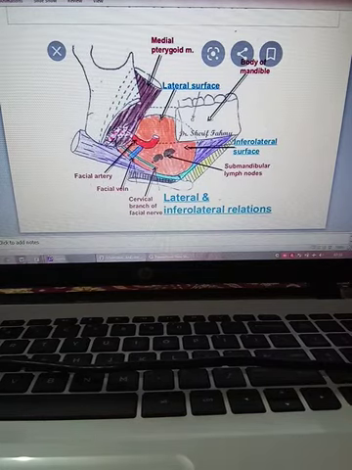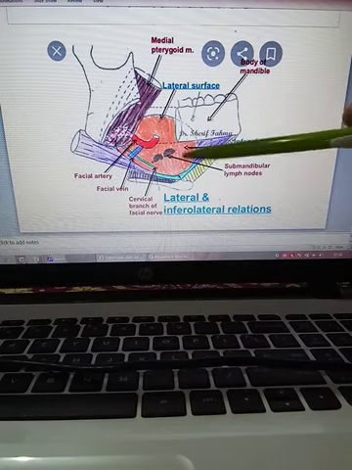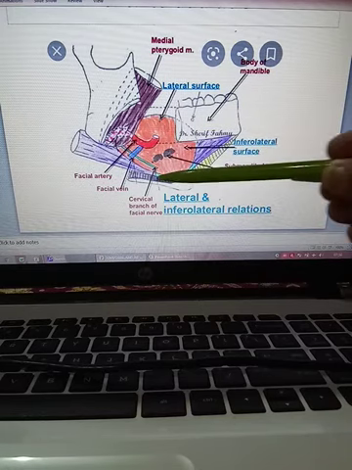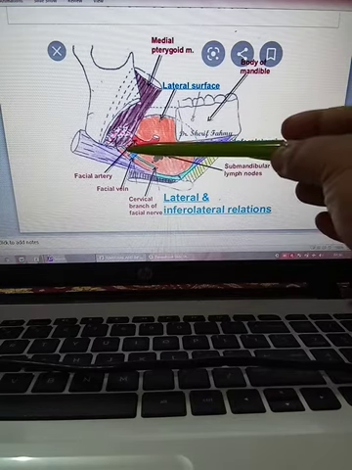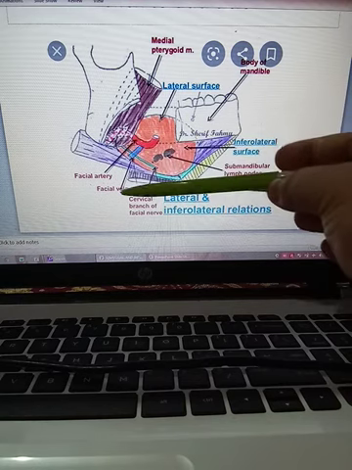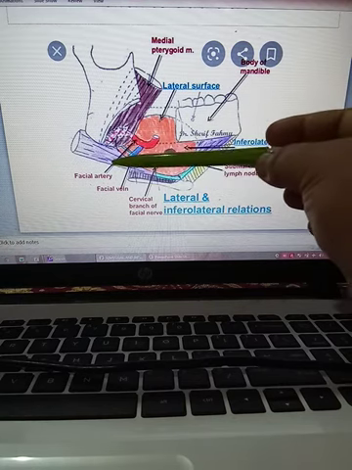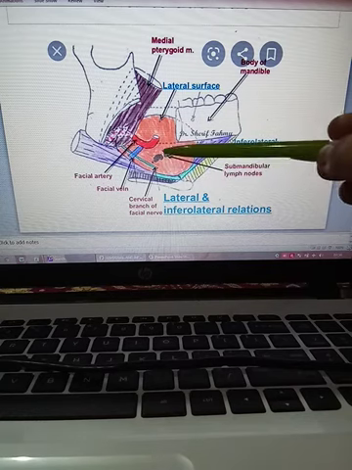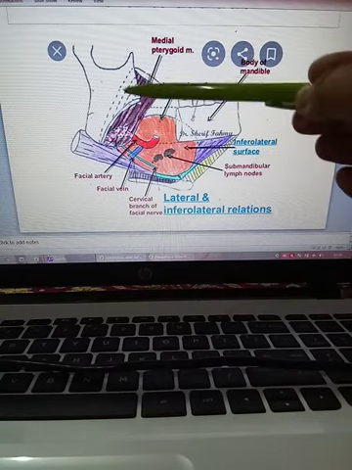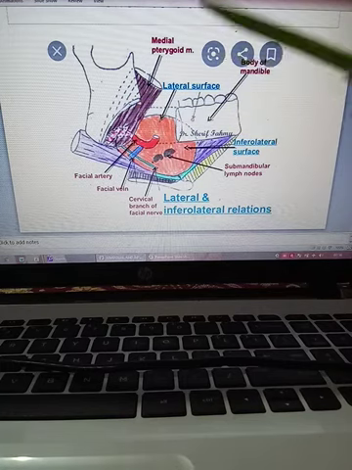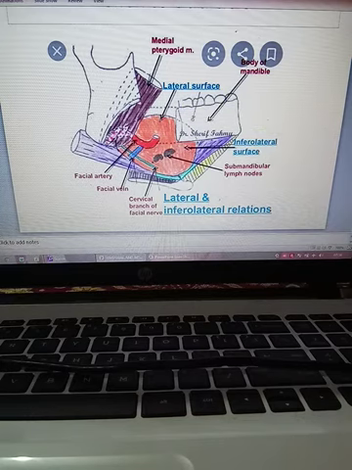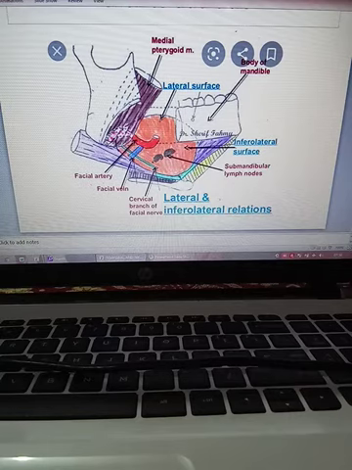See the relations here. These are the lateral and the inferior relations, and they are much more clear. If we talk about the inferior relations, this is your submandibular gland. This is your cervical branch of the facial nerve. Fine. This is your facial vein. Fine. This is your facial artery, and the submandibular lymph nodes. Fine. Then you have your lateral relations by the insertion of your medial pterygoid muscle. Fine. This is the diagrammatic representation of the relations of the submandibular gland.